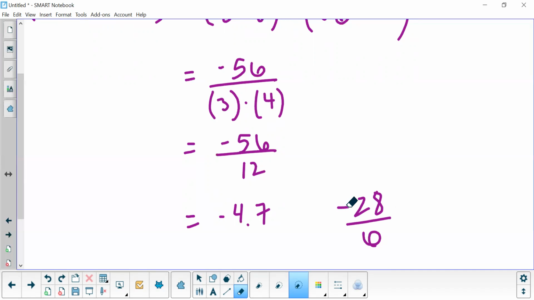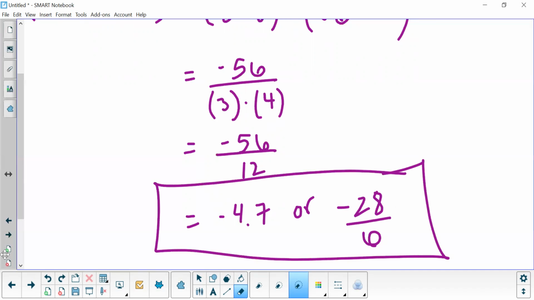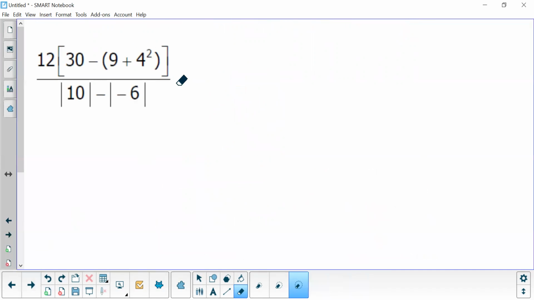Yeah, so 2 goes into both. All right, let's try another one. In this one, we have some different type of grouping symbols. We have brackets, which are basically kind of like parentheses. They just go outside of parentheses. And then we have absolute value symbols.